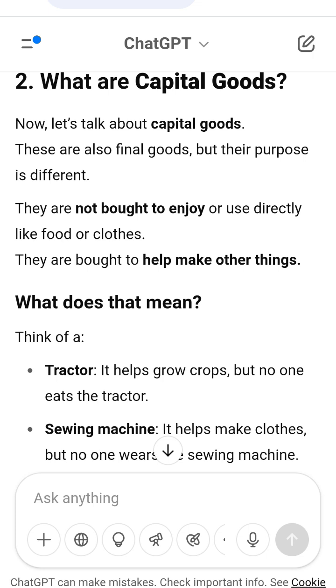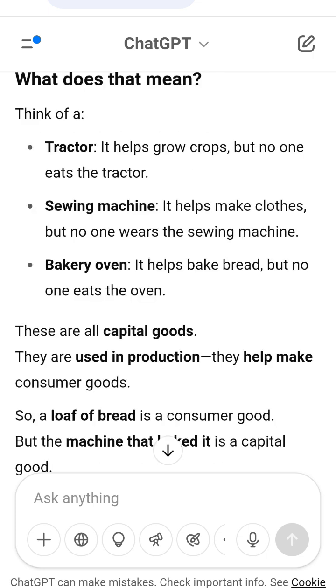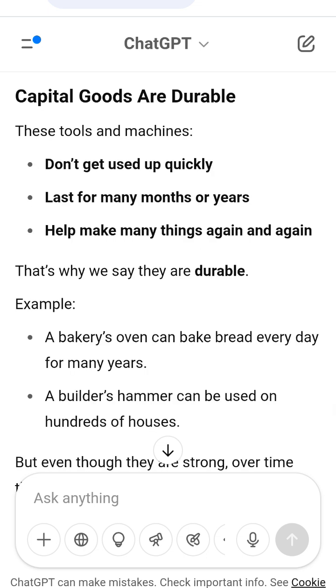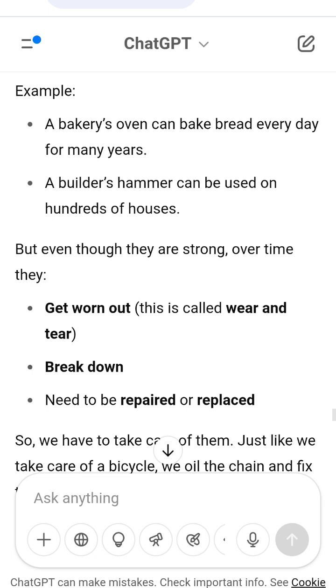So what do businesses do? They repair the machines, or replace them with new ones, or upgrade them to better ones. This process of fixing or replacing is called maintaining capital. When a country or company keeps its machines in good shape, it can keep making more and more goods.